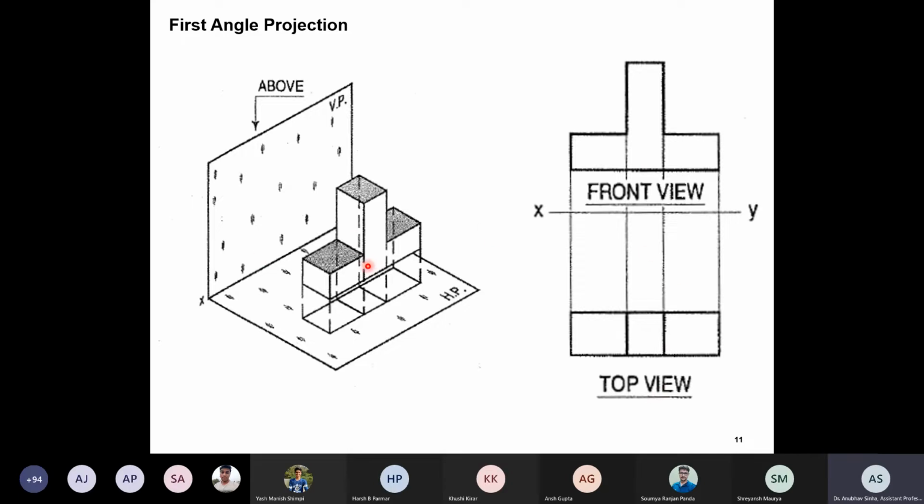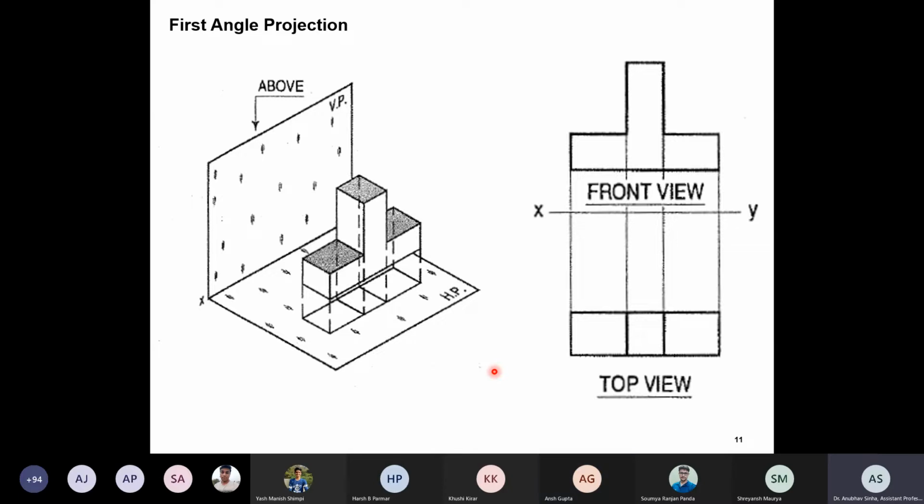So what you do is you let it project here, vertical plane, front view, and horizontal plane means you are looking from the top. Suppose I am looking from above, I will see only a rectangle which is shown here. Front view and top view. Is this clear or not?